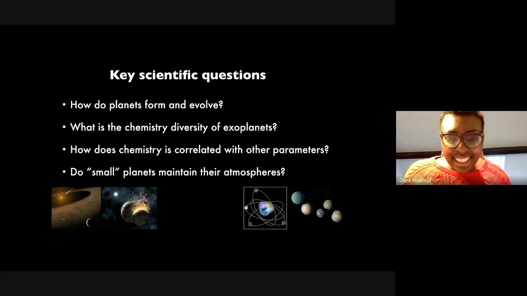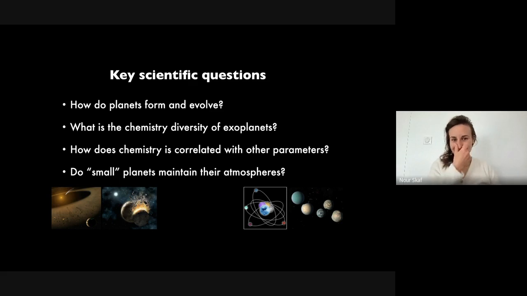All right, so now let's look at some key scientific questions with exoplanet science. I've mentioned how understanding planet formation is key to understanding the diversity and to eventually detect life. So the first question is, how do planets form and how do they evolve? And then, what is the chemistry diversity of exoplanets? Because what we see on Earth and in the solar system happens to be very different on other planets. So we try to understand.